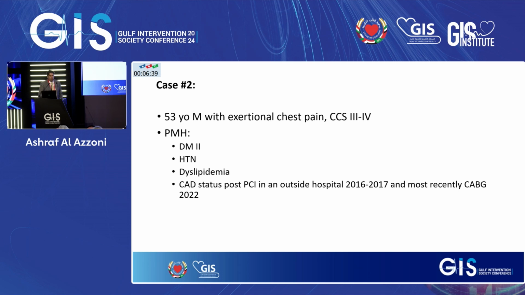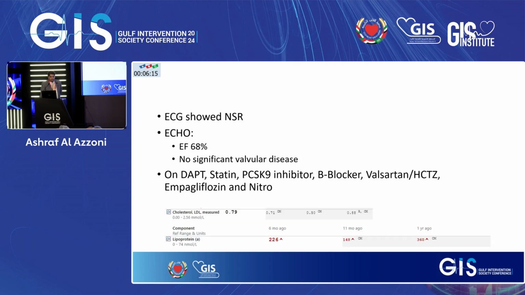The second case will also highlight the other part of the spectrum here. This is a patient that we are taking care of in our clinic, a 53-year-old male patient with CCS 3 to 4 angina, past medical history of diabetes mellitus, hypertension, dyslipidemia, had PCIs multiple times in an outside hospital, 2016, 2017, and most recently had CABG in 2022. ECG shows normal sinus rhythm, echo normal ejection fraction, and he was already on good medical therapy by the time he came to see us: DAPT, statin, PCSK9 inhibitor, beta blocker, valsartan, empagliflozin, and nitro.